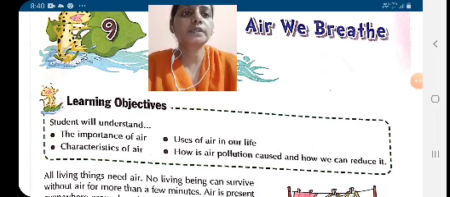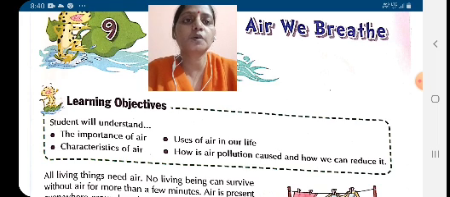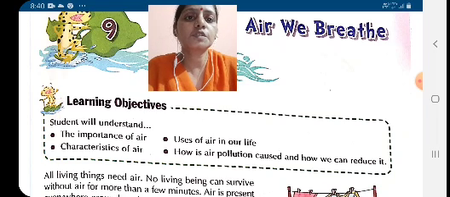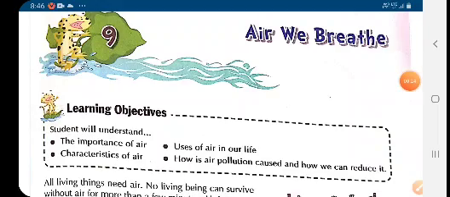Children, we were doing chapter 9, Air We Breathe. In this chapter we have done the importance of air and some of the activities. Today we will revise the topic which we had done yesterday and then we'll do the next topic. So children, let us start chapter 9, Air We Breathe.